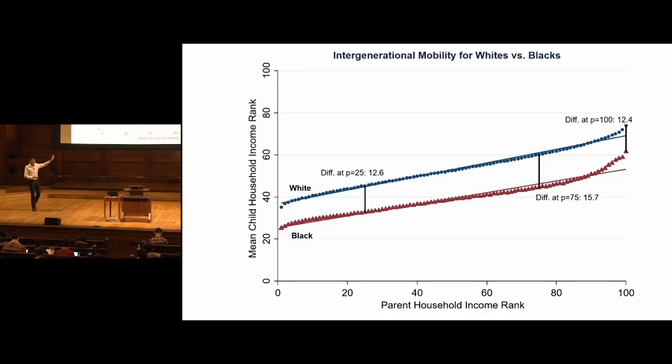The gap is almost exactly the same at the 75th percentile and even the 99th percentile as what it is at the 25th percentile. So Black kids growing up in the highest income families in the US still have significantly lower incomes in adulthood than white kids growing up in very affluent families. So what that tells you is that it's not just that Black kids have lower rates of upward mobility than white kids, as you see at the bottom, they also have much higher rates of downward mobility than white kids. You grow up in a high-income family, you're much more likely to move down than white kids are.